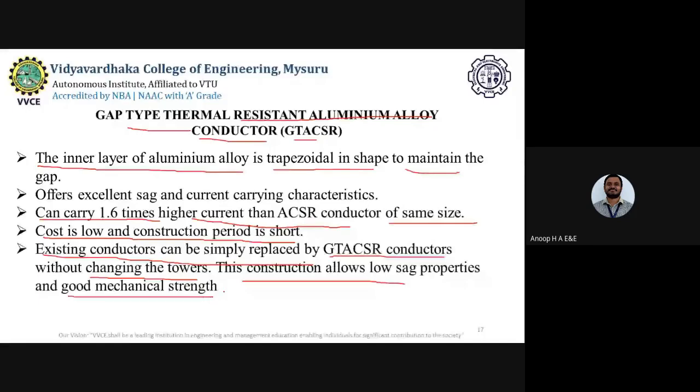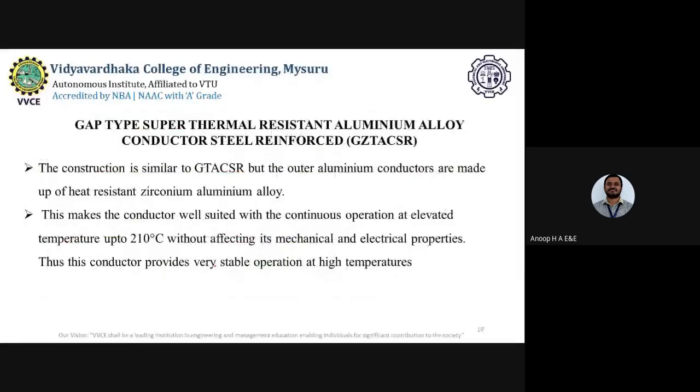All these are nothing but the properties I have listed out. Again, you will see the temperature at 210 degrees centigrade. The construction is quite similar, and the outer aluminum conductors are made up of heat resistant zirconium aluminum alloy. This makes the conductor well suited for continuous operation at elevated temperature up to 210 degrees centigrade without affecting its mechanical and electrical properties. Thus this conductor provides very stable operation at high temperatures.